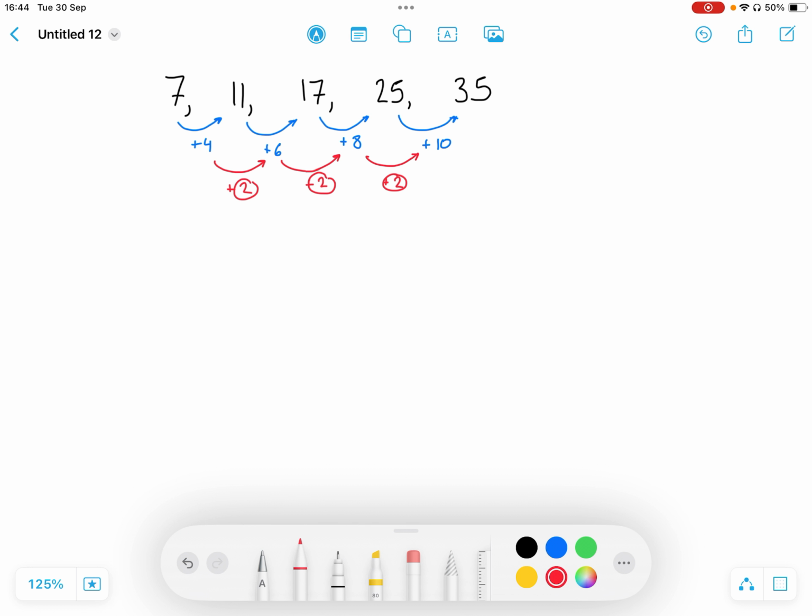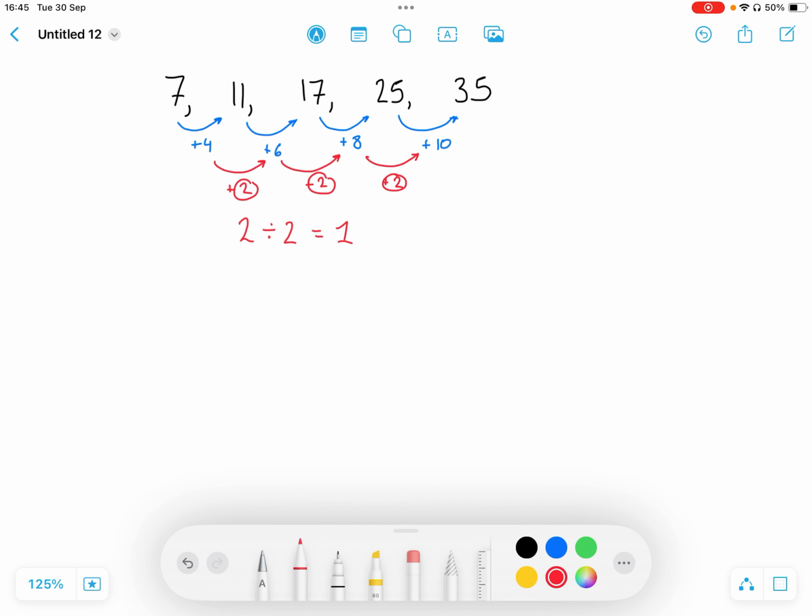Now, this is a key step. We take our secondary difference, which is 2, and we half it. We divide it by 2 every single time. Whatever our secondary difference is, we are going to divide it by 2. In this case, 2 divided by 2 equals 1.